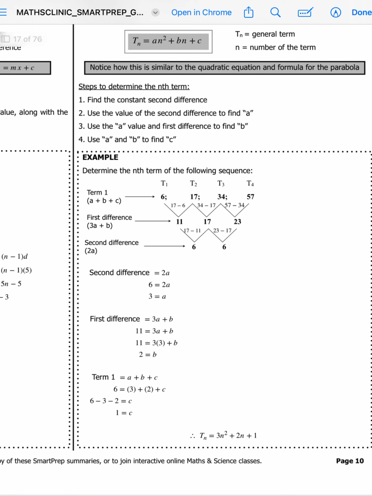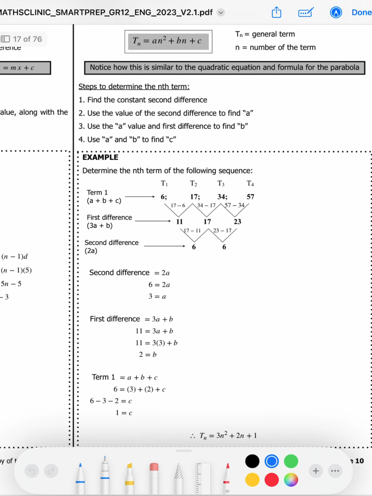Okay, what is the general term or the general formula for this quadratic? It's more like the quadratic formula. So Tn is equal to an squared plus bn plus c. So you need to find a, you need to find b, you need to find c. How are you going to find a? We say 2a is equal to the second difference, which is 6. What do they do here? 2a is equal to 6. So you look at the second difference and then you equate that to 2a, and that will help you to find a.